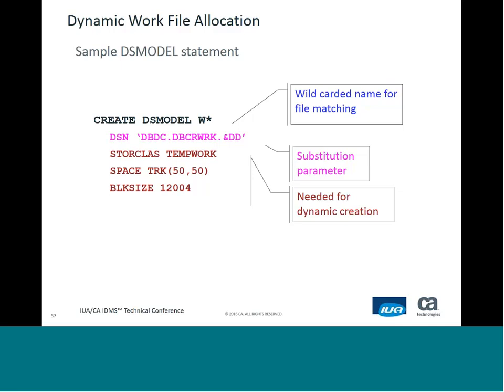So using this model, every data set that is allocated is going to start with dbdc.dbcr.wrk., and then the asterisk dd specifies the DD name. So it would be .WU0001, WU0002, WI0001. So the substitution parameter basically takes the DD name and puts that in as part of the data set name. Storage class, this is where you want these data sets allocated?